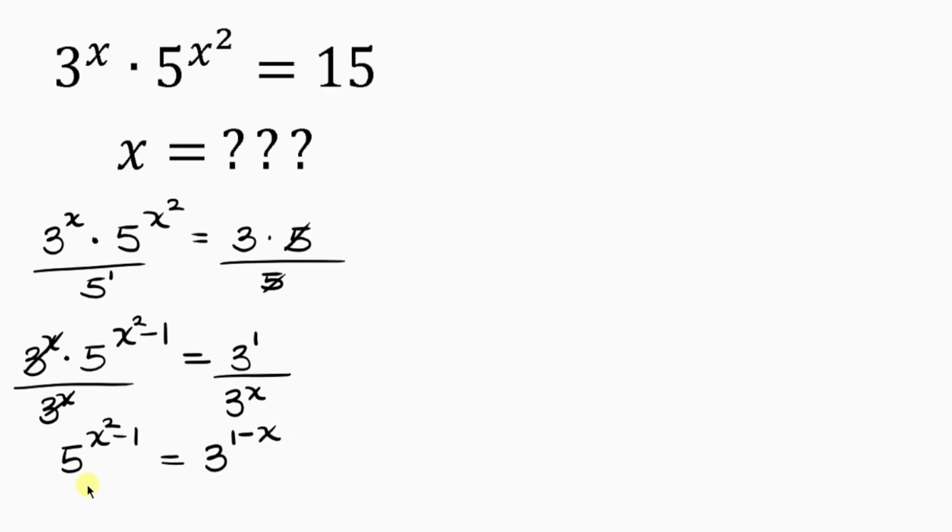Now our next step will be for us to take the log of both sides. So I'm going to be taking the log of the left hand side, which is 5 to the power x squared minus 1 equal to, I'll also take the log of the right hand side, which is 3 to the power of 1 minus x.